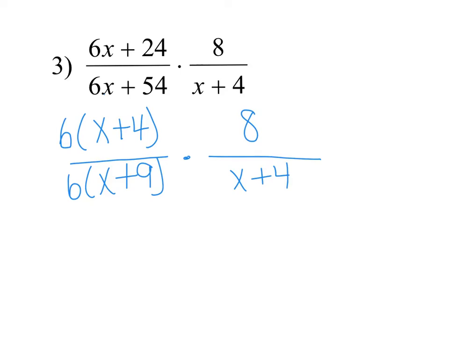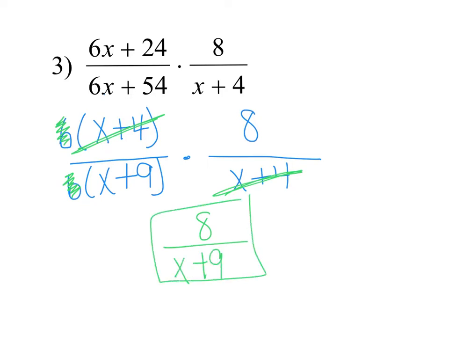Again, I'm looking for numbers or binomials that are diagonal or on top and bottom from each other that I can cancel. The first thing I see here are the 2 6s on the outside. Those get canceled away. And then the x plus 4 get canceled as well. So the only piece left is an 8 in the top and an x plus 9 in the bottom. And that's our final answer.